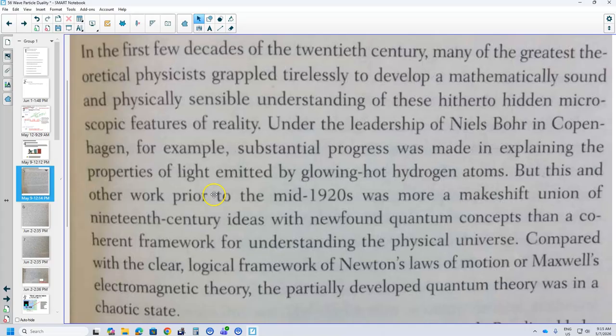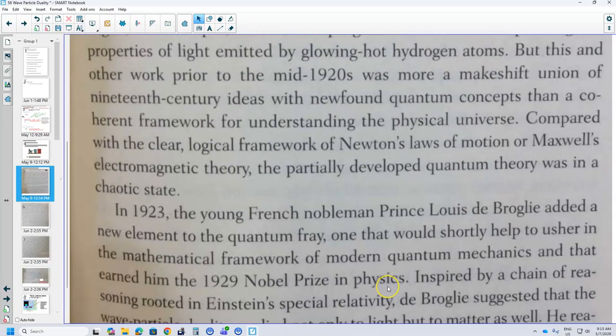But this and other work prior to the mid-1920s was more a makeshift union of 19th century ideas with newfound quantum concepts, rather than a coherent framework for understanding the physical universe. Not really explaining anything, right? It was just good at calculating things and getting right answers. Compared with the clear and logical framework of Newton's laws of motion or Maxwell's electromagnetic theory, the partially developed quantum theory was in a chaotic state.